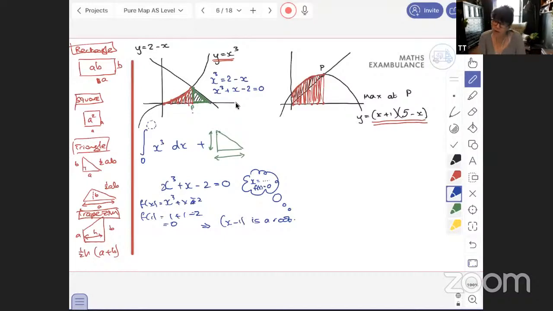This is not algebraic division. It's synthetic division. I don't like algebraic division. You don't need it in the new spec. It was needed in the old spec. It's not needed in the new spec. We can do it like this.